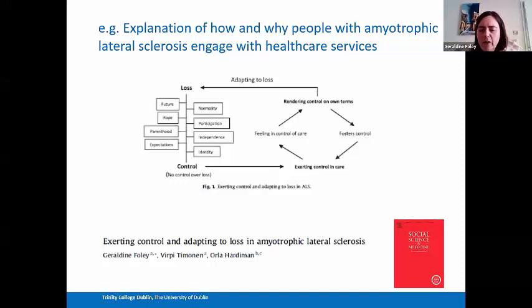So as I said, when you're reviewing a grounded theory paper, you're usually looking for somewhere in the paper that there is some explanation or diagram of an explanatory framework. It's a red flag if there isn't.